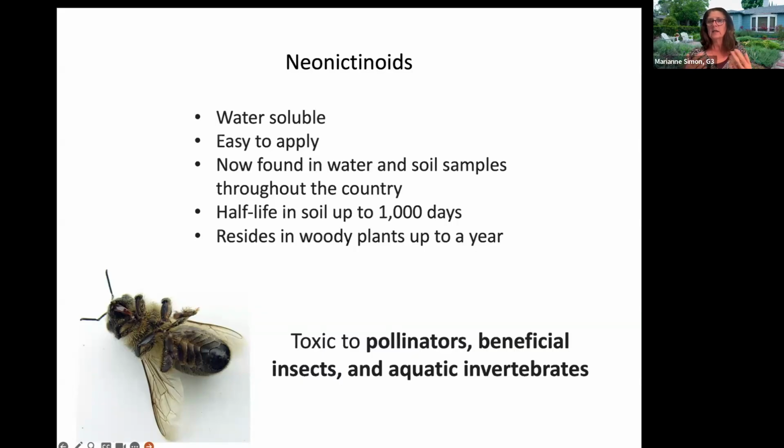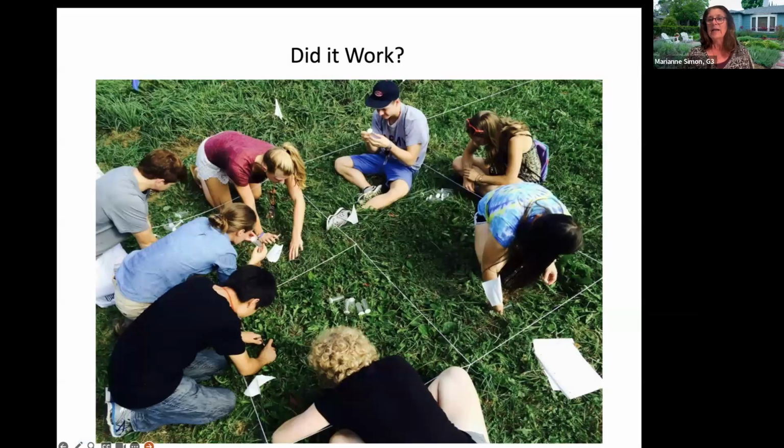And what they are finding is that even though this was supposed to keep those little biting insects away, the consequence is that it is toxic to our pollinators, to our beneficial insects, and even to our aquatic invertebrates. All right, and then that last piece: did it work? You saw the pest, you go back out, you've done your treatments. Are there fewer of them? Less biting? Can you see an improvement? And if not, go back and evaluate what we need to do differently.